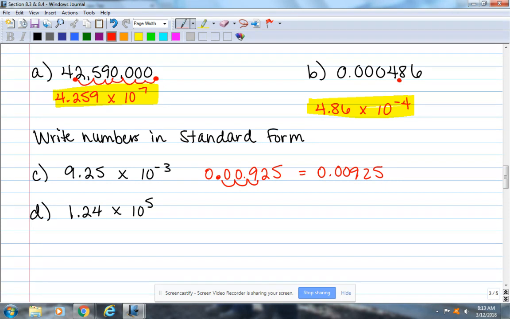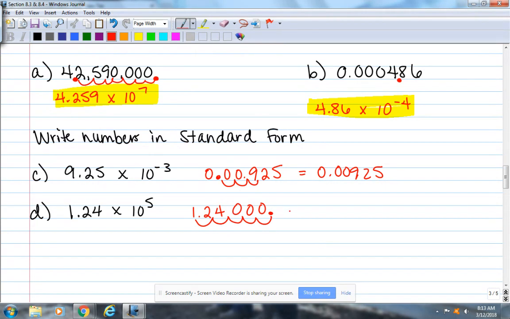Okay, so the next one says 1.24 times 10 to the 5th power. Is that number bigger or smaller than 1? Bigger. So that's just a little bit bigger. So what we're going to do is write down the decimal and move the decimal to the right 5 times, correct? So 1, 2, 3, 4, 5. My new decimal goes there. I fill in all my blanks with zeros.